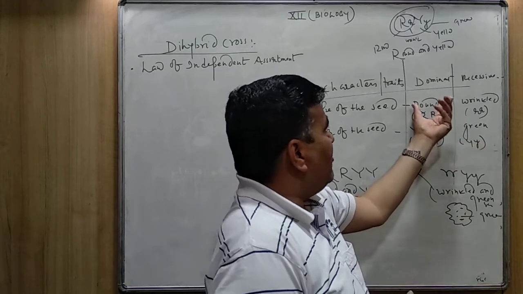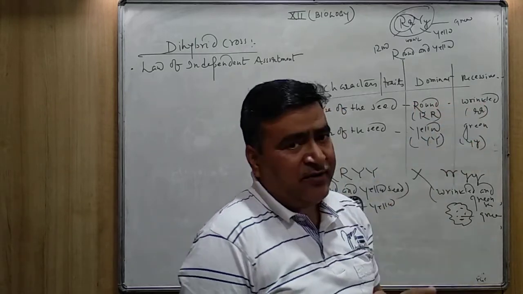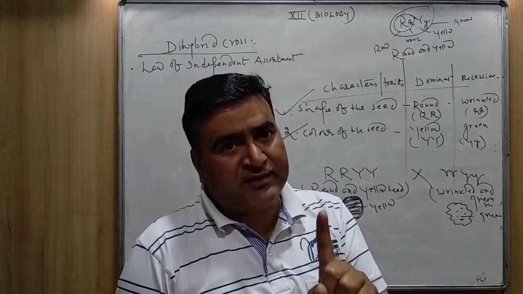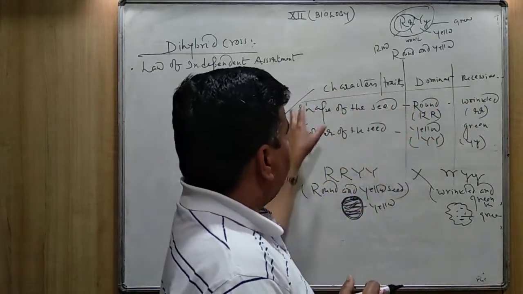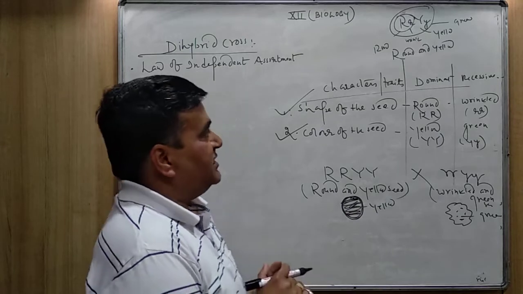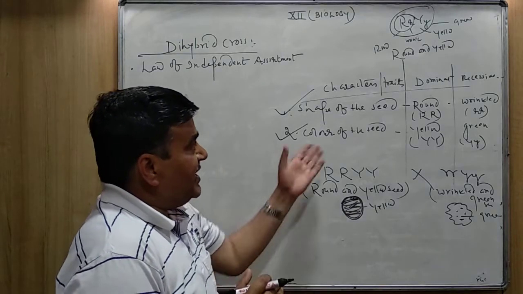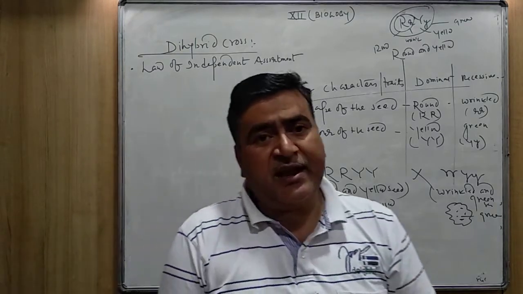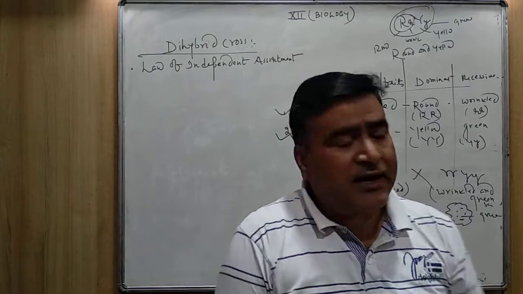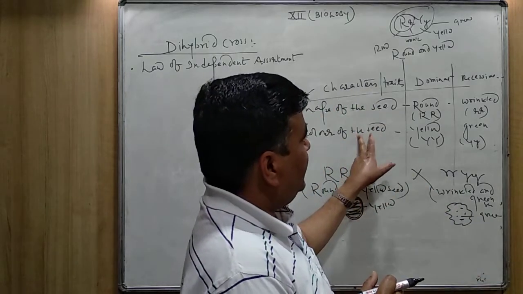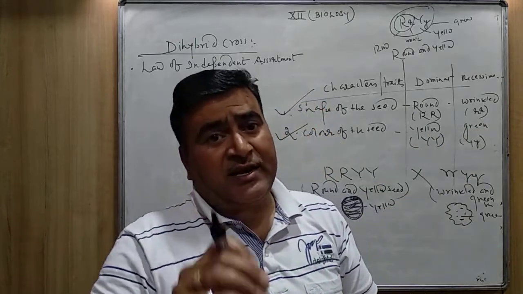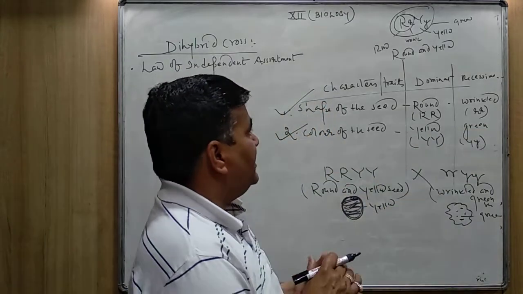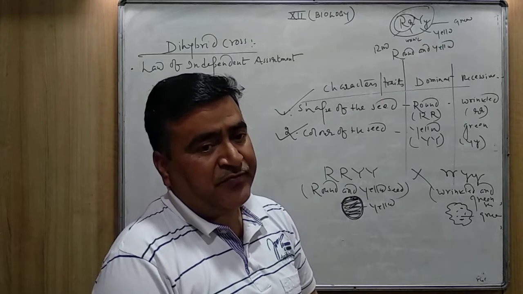Overall, the round seed and the wrinkled seed, we are talking about a single character. Both are included in this character, that is the shape of the seed. The color of the seed is entirely different from the shape, and the color is yellow and green. Yellow and green both are the contrasting forms of this character, color of the seed.